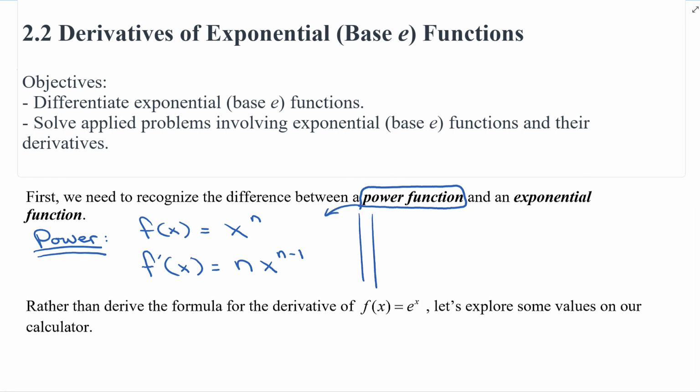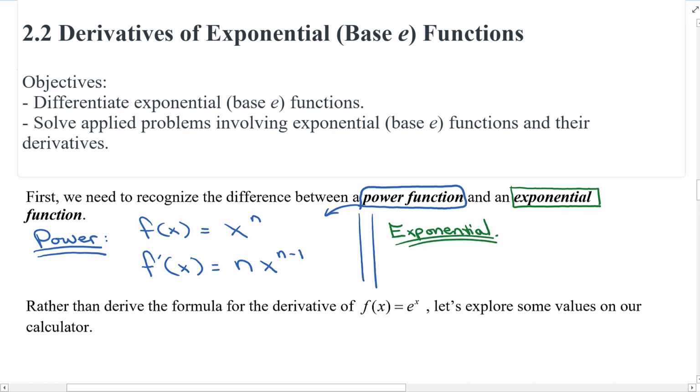I have gone ahead and drawn a couple of vertical lines to the right of the example that I just did for a power function, and I am now going to do an example of an exponential function. I've drawn a box around the word exponential, and I've written down the word exponential underlined twice. The example I'm going to write down for an exponential function is g of x equals e raised to the x power. Notice the difference between the two functions.